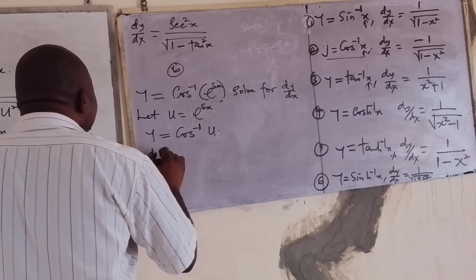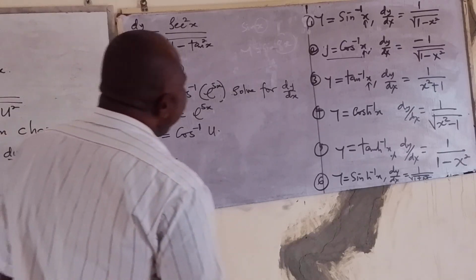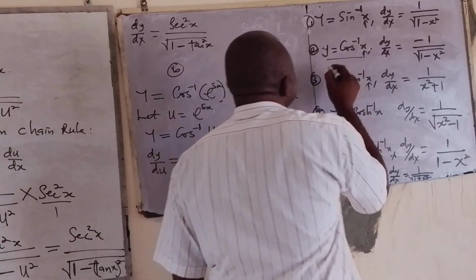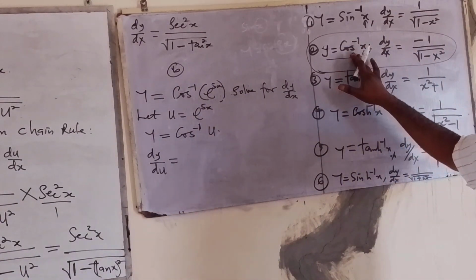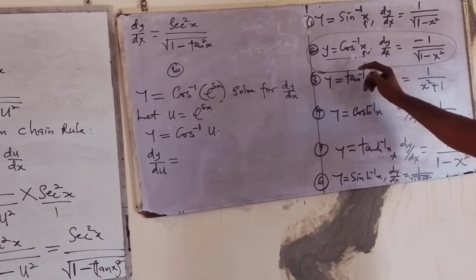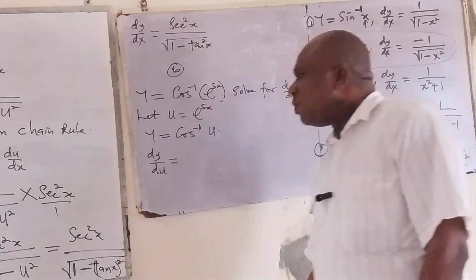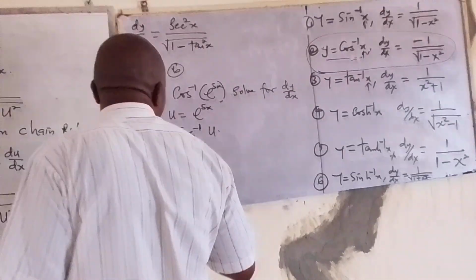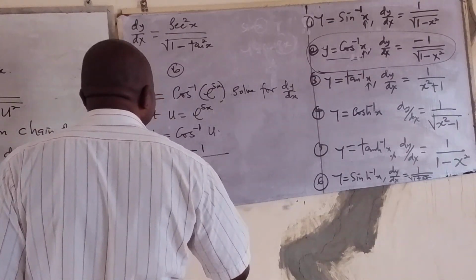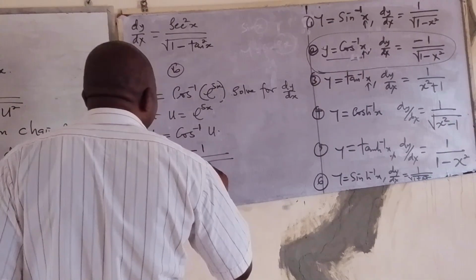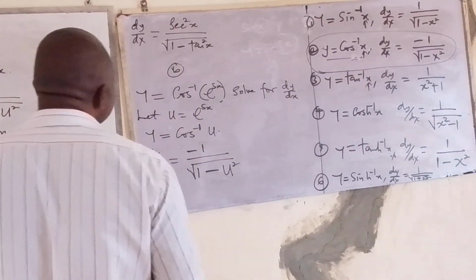So now dy/du. Now if y is equal to the cos inverse of x, yes, look at it here. If y is equal to the cos inverse of x, dy/dx is minus 1 all over the square root of 1 minus x squared. So it means if y is equal to the cos inverse of u, dy/du will be minus 1 all over the square root of 1 minus u squared. Yes, of 1 minus u squared.